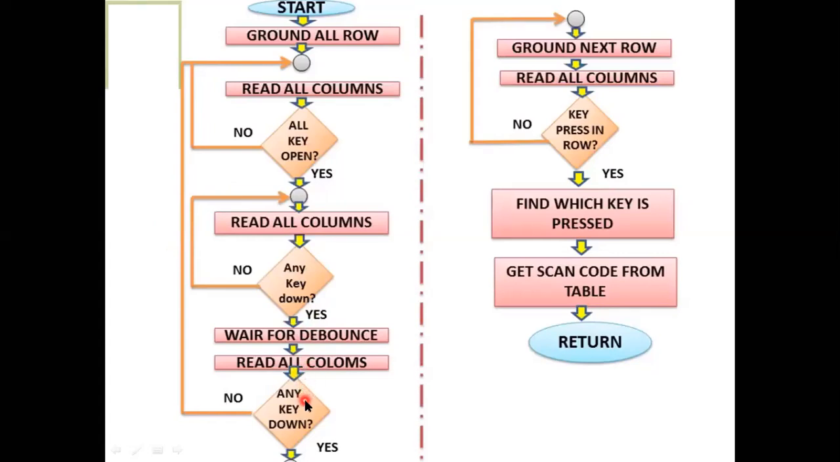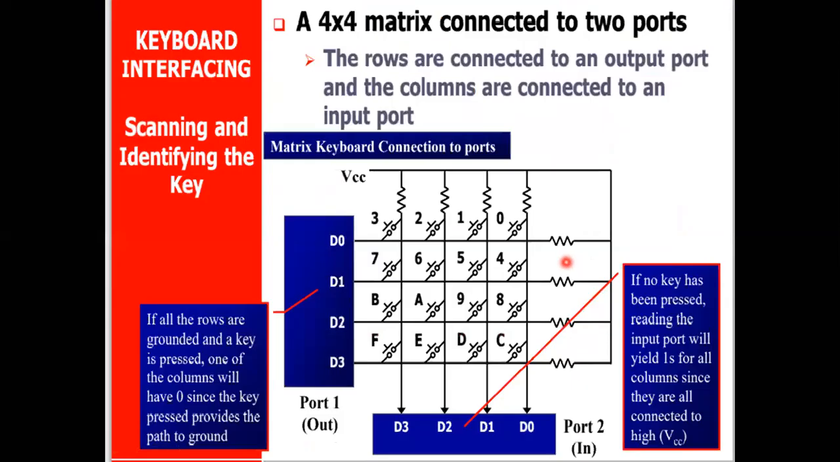If any key is pressed, you go to the next row. That means row-wise you have to scan each and every key. After grounding the next row, we read all columns. Is any key pressed? If no, back to the initial state. If yes, find which key is pressed, and scan for the code. So this is the flow chart. I will explain with programming so you can understand.